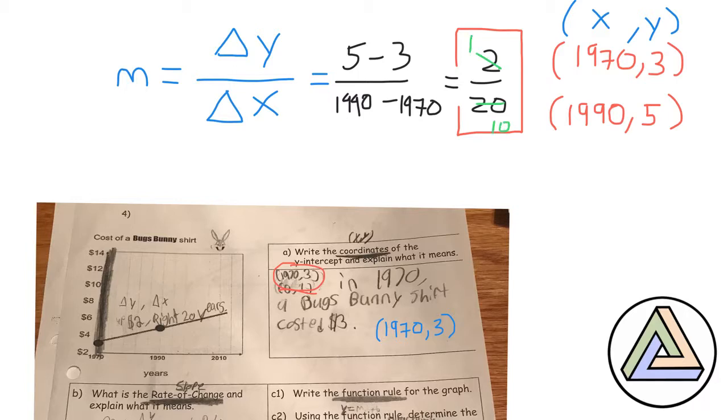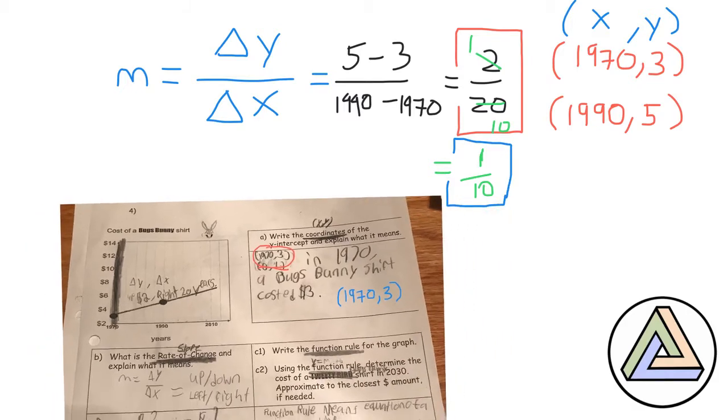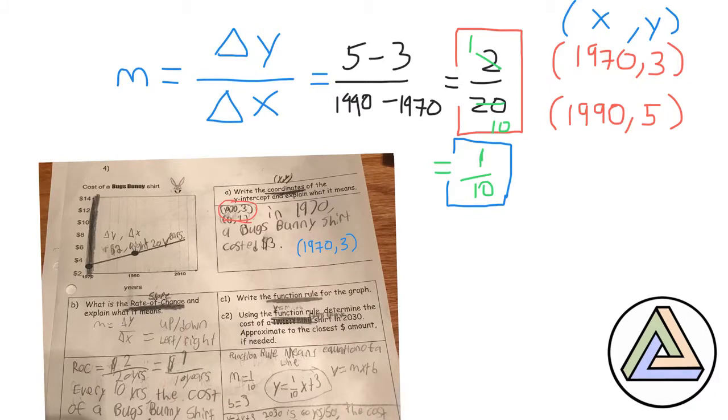So at the end of the day, what we have as our final answer is 1 over 10, and I will circle that or put a box around that. So that's the rate of change. Unfortunately, the teacher wants more information. We want to know, what does it mean?